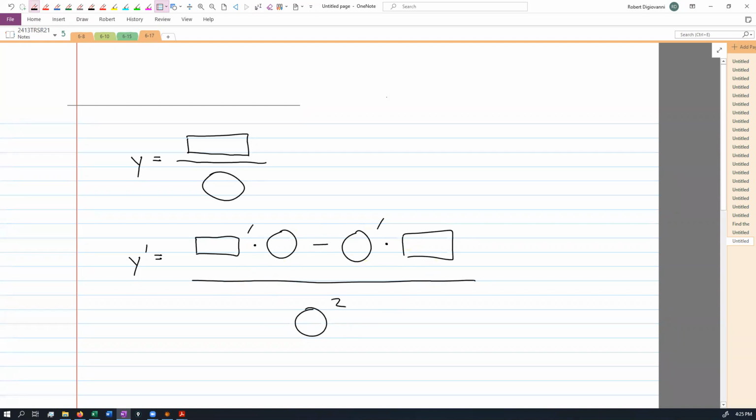Yes. This is the same thing as if I said you have f over g and you take the derivative, you do f prime times g minus g prime times f, all over g squared. That's the same thing, except instead of using f and g, I'm just using symbols. Are you okay with that? Okay.